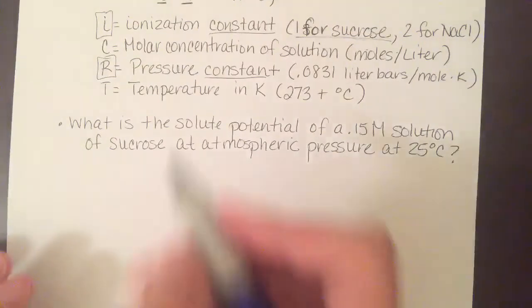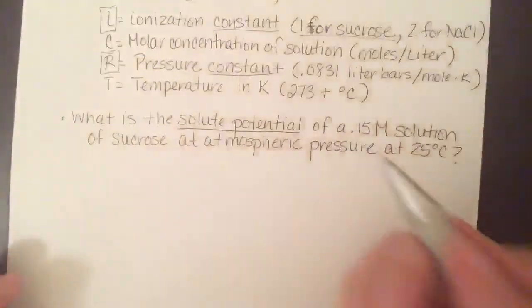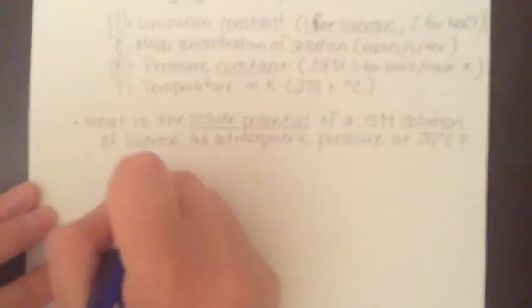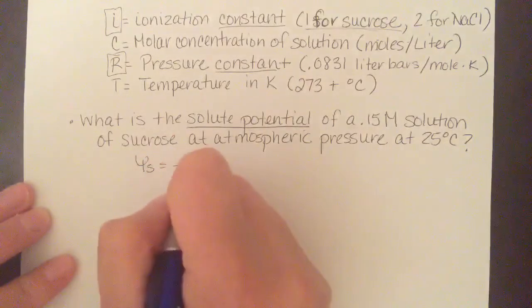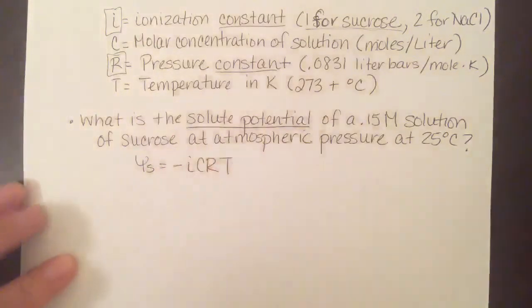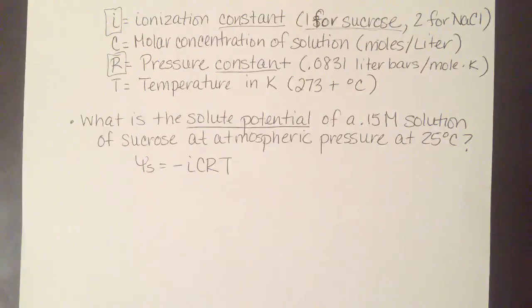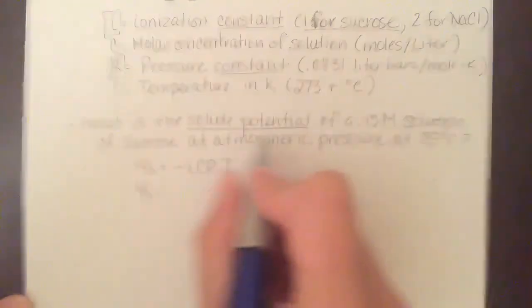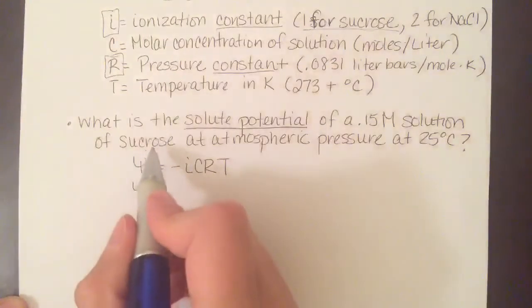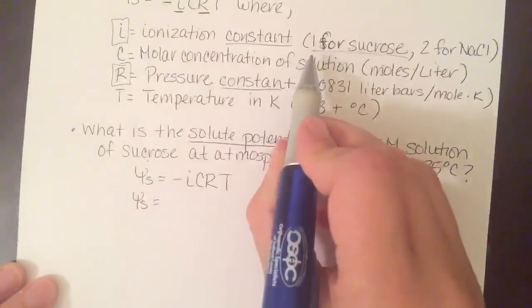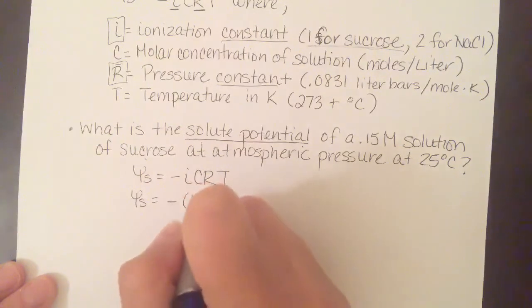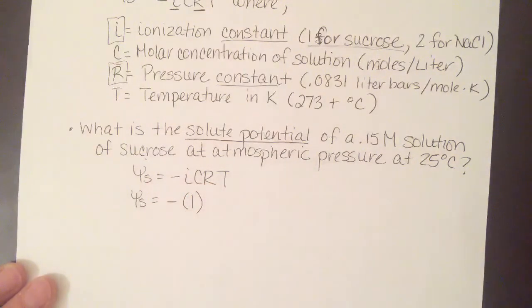So we're looking at what is the solute potential. That's what we're solving for, so we're going to use this equation. Let's rewrite the equation. Solute potential is negative I C R T. And so, what do we know? Let's write down here what we know. Sucrose is not an ionic compound. The ionization constant is 1, and there are no units on that. So I'm going to put negative 1.